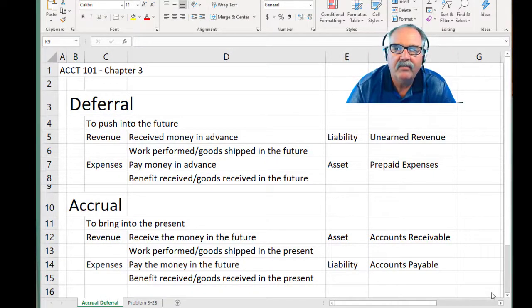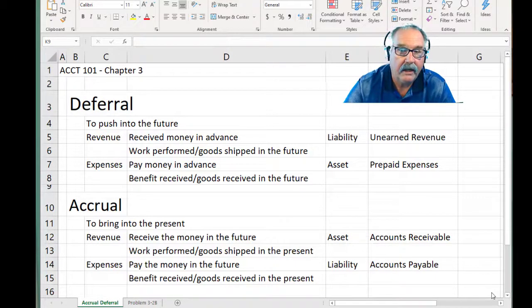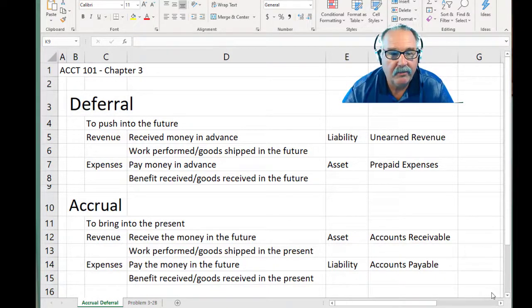There are lots of vendors that do work for us or ship goods on net 30 terms, and we tell them, yeah, come on in and do the work, whatever it is that we're contracting to do, and send us an invoice and we'll pay you in 30 days. So in that case, we've already received the benefit. The vendor has already provided us with whatever work we contracted for them to do. So we have a liability. We record a liability and we call it accounts payable.